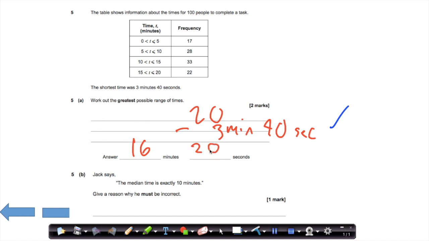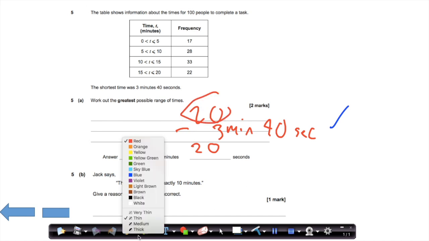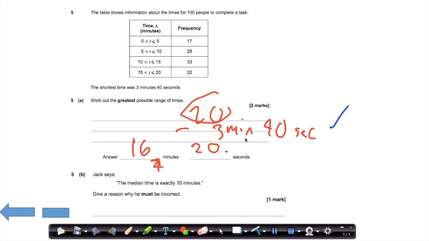You could check that because you know 20 seconds plus 40 seconds will give you 1 minute, 16 plus 3 is 19, plus 1 more is 20, so we ended up with 20. The inverse operation will give us confirmation. So that's our second mark.